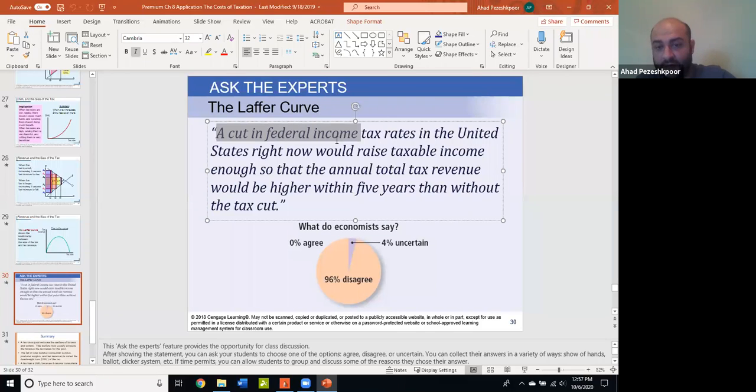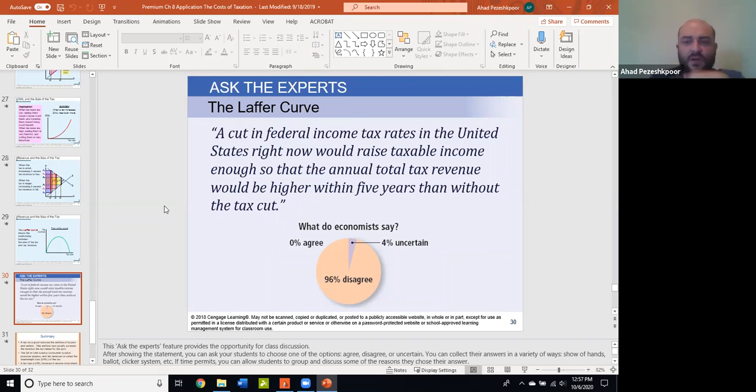A cut in federal income tax rates in the United States right now would raise taxable income, not national income. Taxable income enough so that the annual tax revenue would be higher within 5 years than without the tax cut. No economist agrees with this. Why? Because even the most optimistic economists are uncertain. Everyone else is almost positive that you cannot encourage that much economic growth this way.